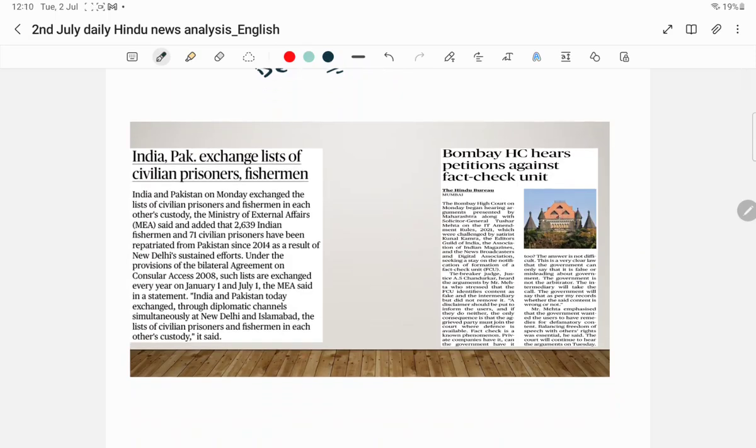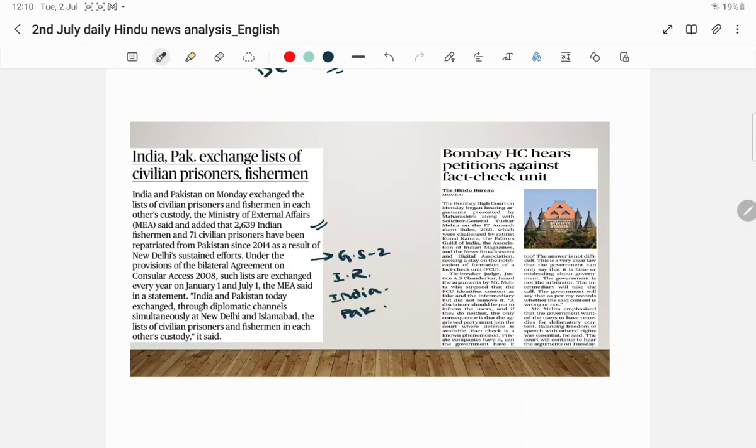Let us see the first and foremost article. India, Pakistan exchange the lists of civilian prisoners as well as the fishermen. This we have to read under GS paper 2, international relations, specifically bilateral relations between India and its neighbors, specifically India and Pakistan.